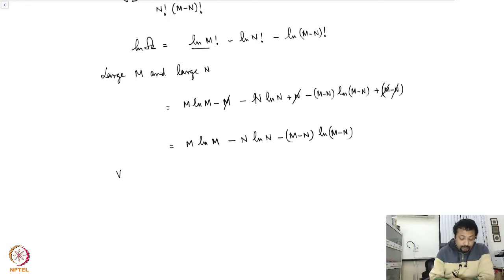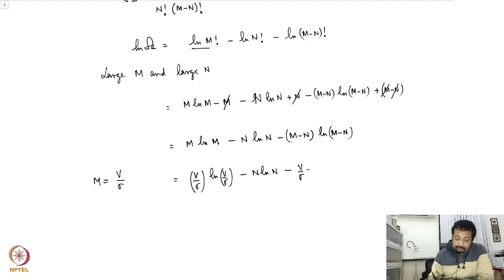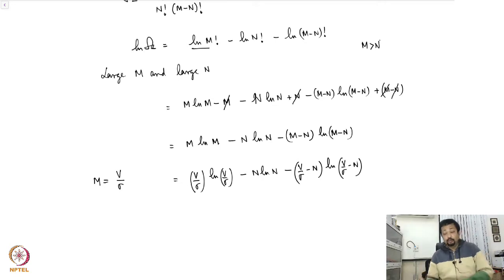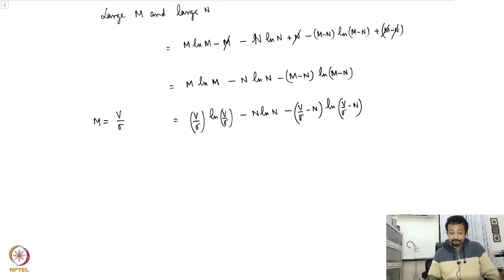Now I know that m is v over sigma, so that I have v over sigma ln of v over sigma minus n, minus n ln n, minus v over sigma minus n ln of v over sigma minus n. It is understood that m is greater than n and both m and n are large.